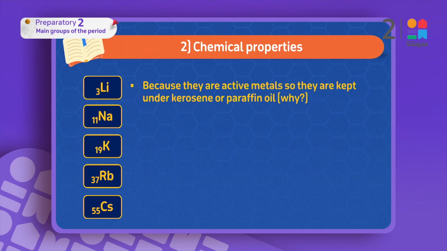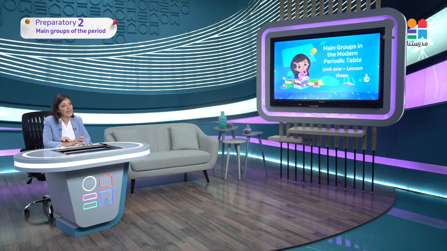Because they are very active. Why are they very active? Why do you think that alkali metals are very active? We have different metals in the table, but alkali metals especially are very active elements. Why do you think that? They are very active because they have just one electron, and it's easy to lose such an electron in any reaction, so they are very active elements.